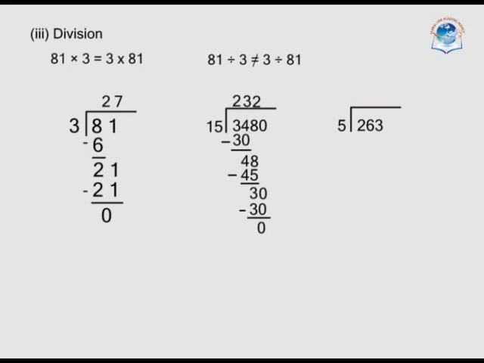5 cannot divide into 2, so we go to 26. 5 into 26 5 times because of 25. Subtract, you get 1, 3. 5 into 13 2 times because of 10. You subtract, you get 3. Nothing to drop, and 3 is the remainder. So our answer is 52 and a remainder of 3.